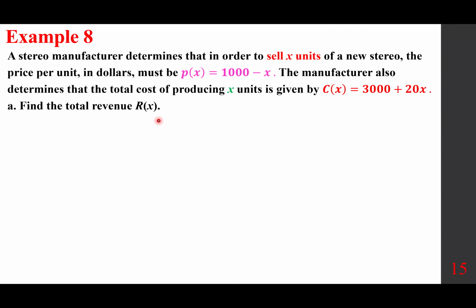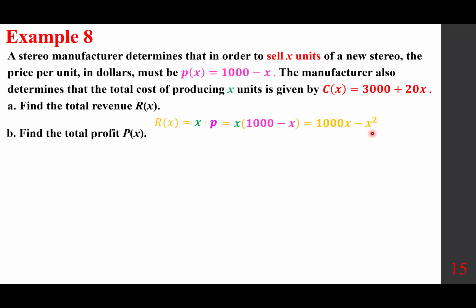Revenue by definition is the number of units times the price. So you multiply them out. So the product of these two gives us 1000x minus x squared. That is the revenue. Algebra. What is the total profit?